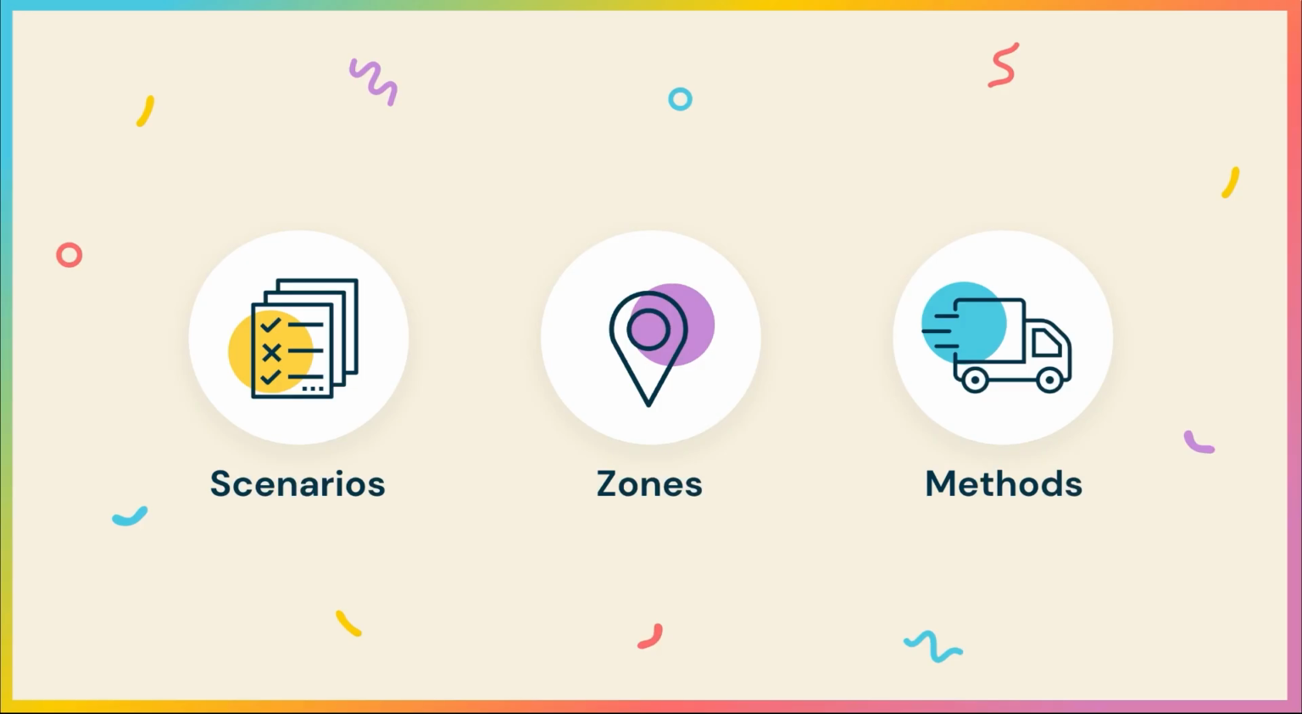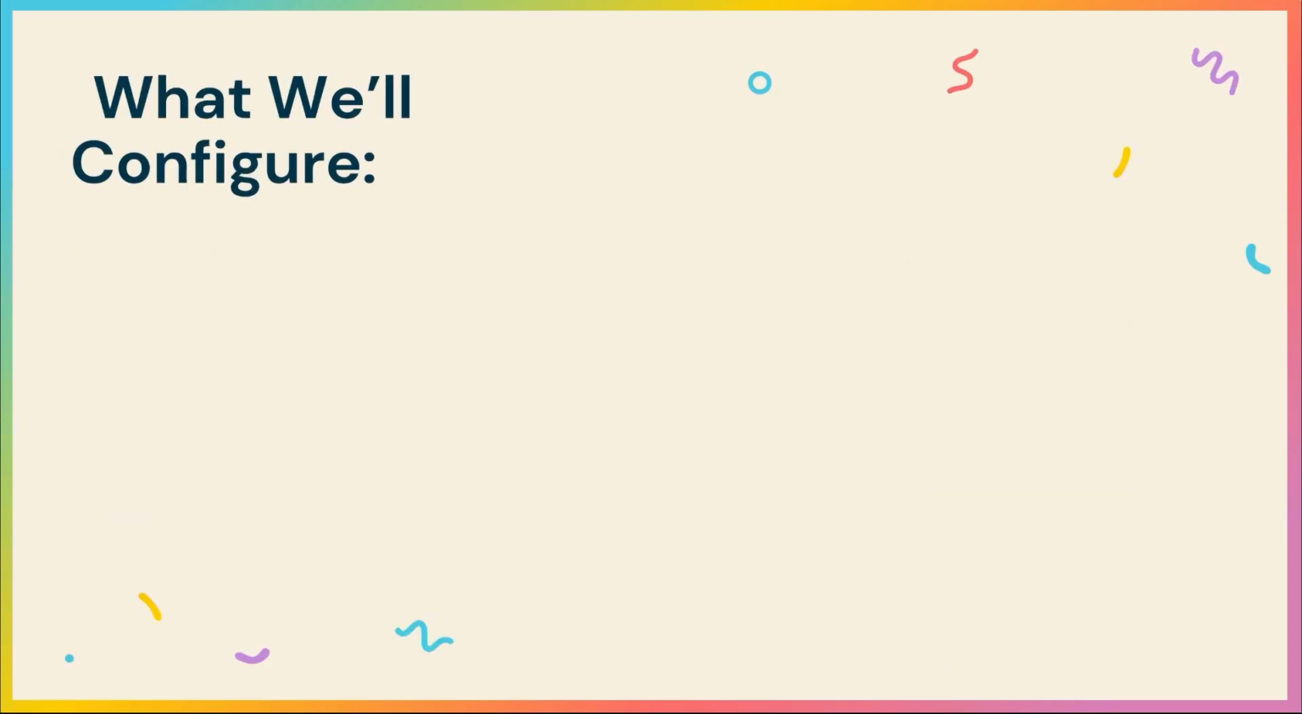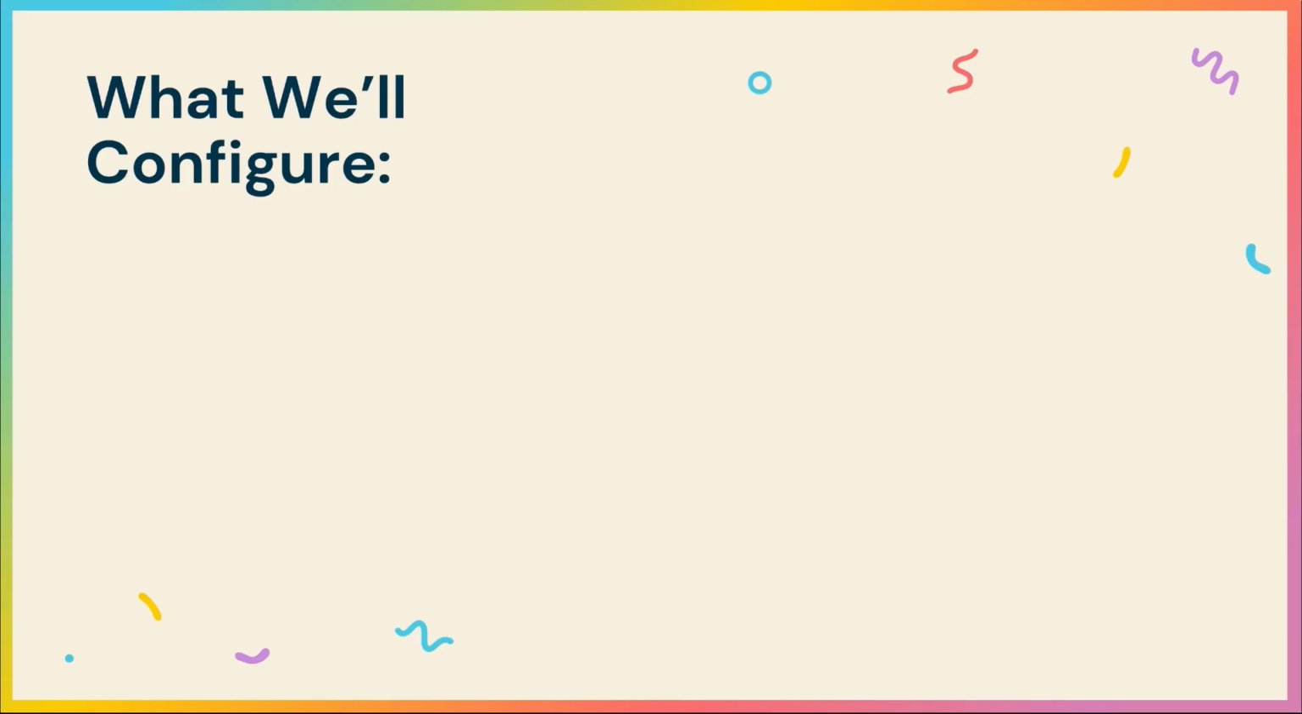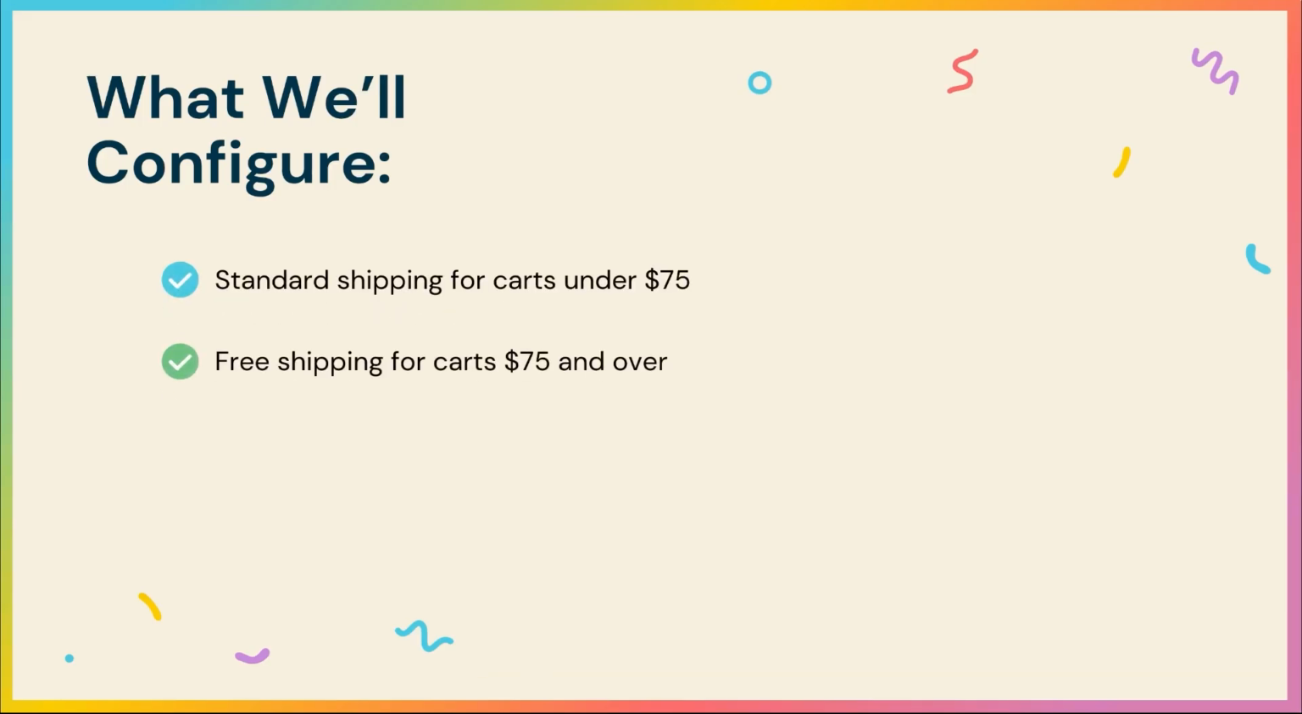Depending on a merchant's requirements, the breadth of features they will utilize can be quite robust. In this example, there are two added requirements: product dimensions and box sizes. This setup includes 3 scenarios. 1. Standard shipping for carts under $75. 2. Free shipping for carts $75 and over. And 3. Faster shipping options for customers who want delivery as soon as possible.